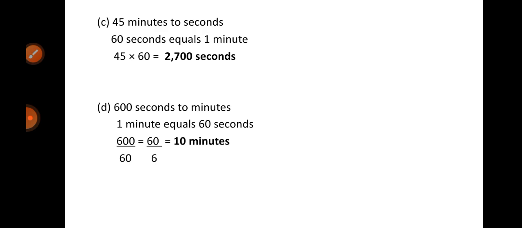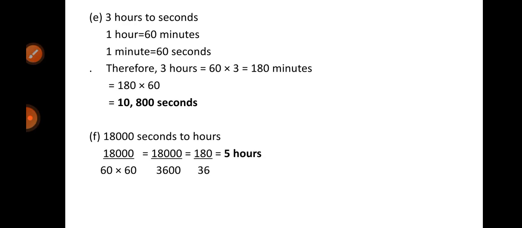Whenever you are converting the bigger one to the smaller one, you divide. When you're converting the smaller one to the bigger one, you multiply. So number 5 says 3 hours to seconds.